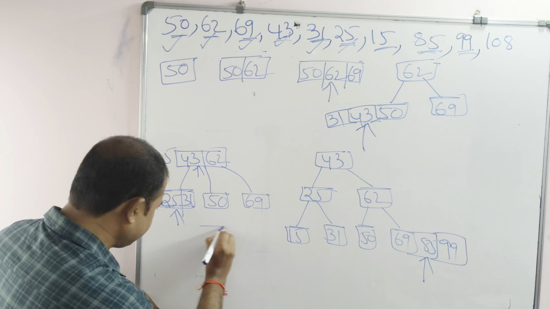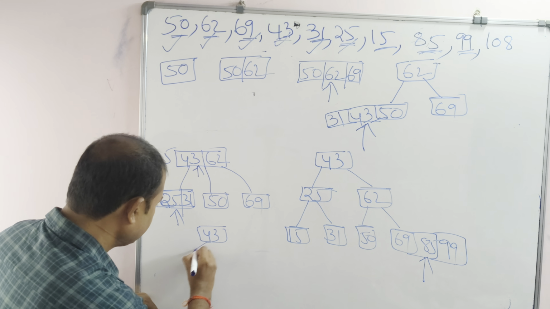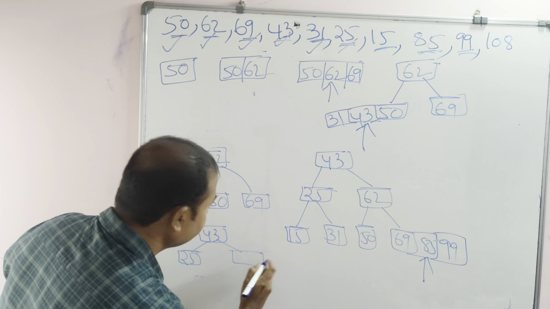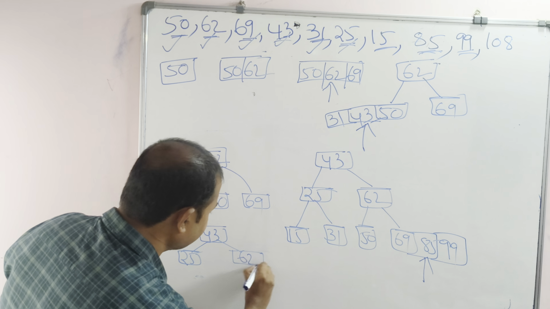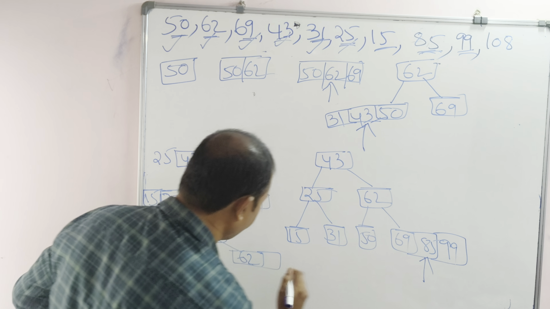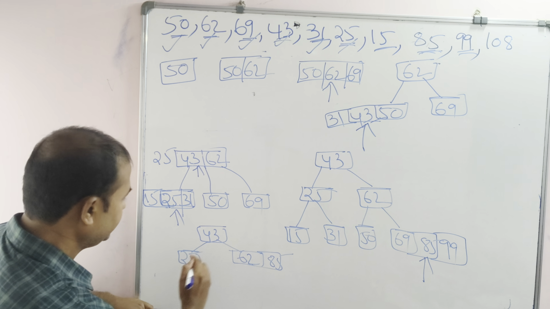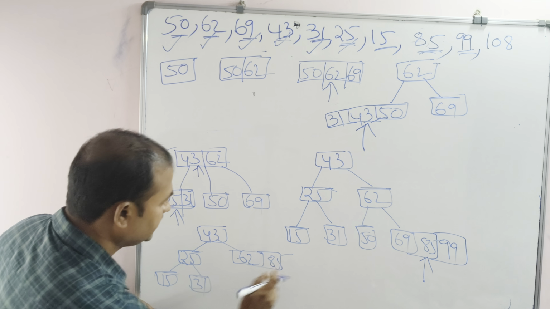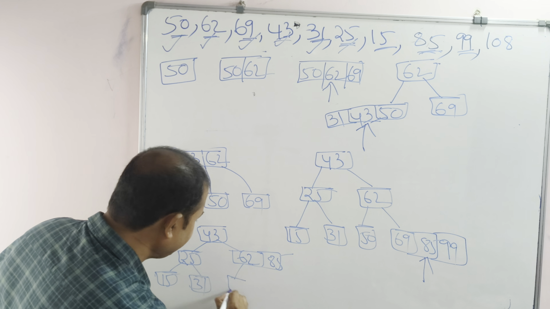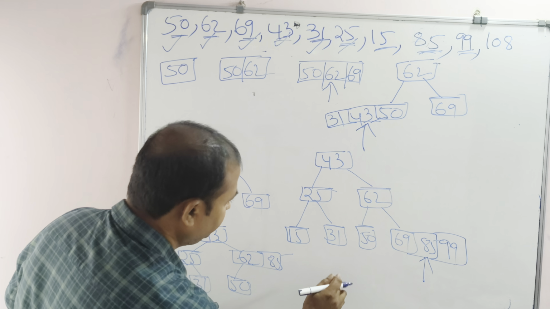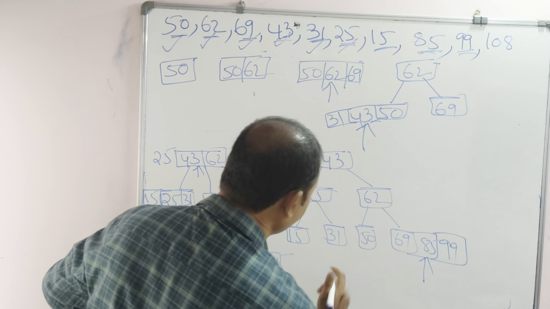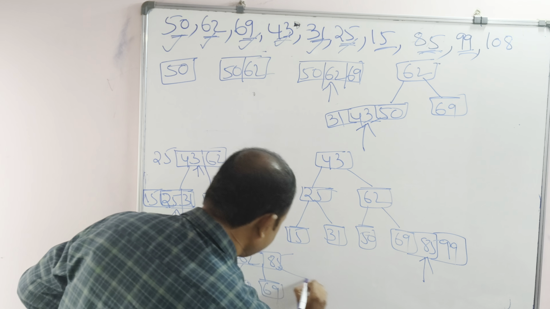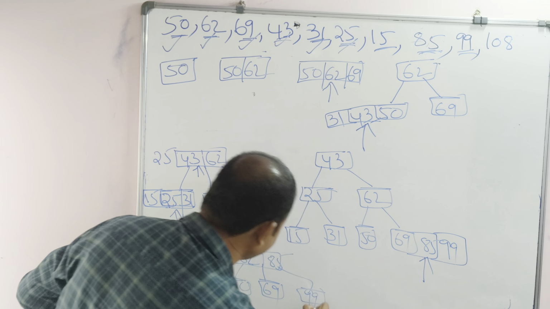So now the tree looks like this. So 43, left child 25, and 43's right child 62, 85, as we are pushing this element up. Next 25 has 15, 31. Next here we have 50. 50 is less than 62. Next here we have 69. 69 is in between 62 and 85. Next we have 99. 99 is greater than 85.